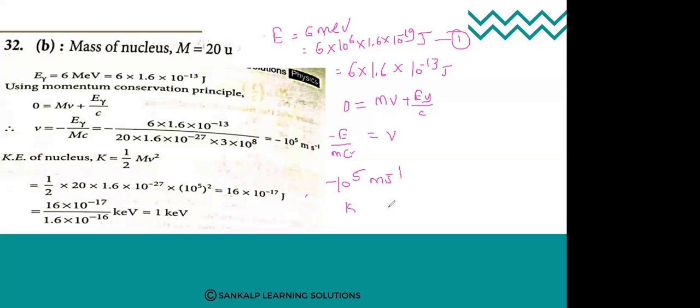But since the question asks for kinetic energy, it is half mv square. So this is equal to half, m value is 20 into 1.6 into 10 raised to minus 27, and v is 10 raised to 5, squared. Simplify, you will get 16 into 10 raised to minus 17 joules. But since the options are given in electron volt, you need to divide this answer by 1.6 into 10 raised to minus 19.